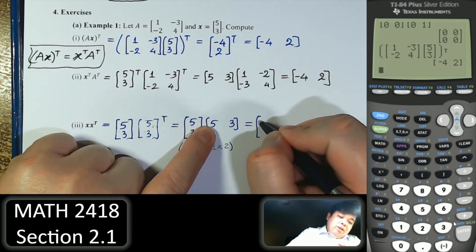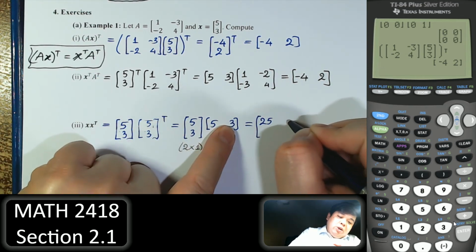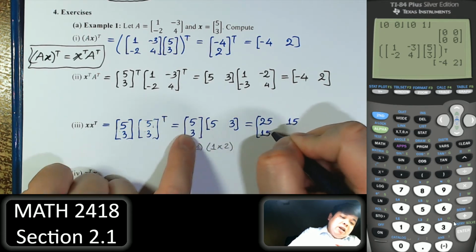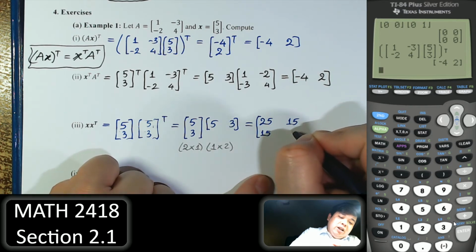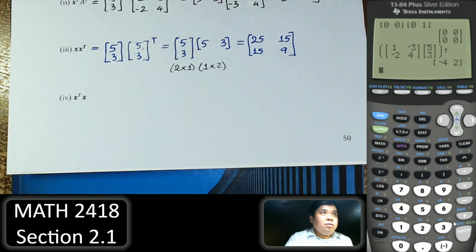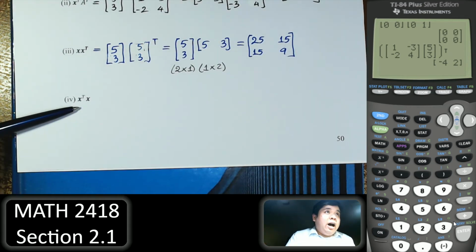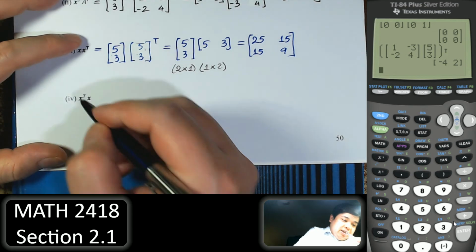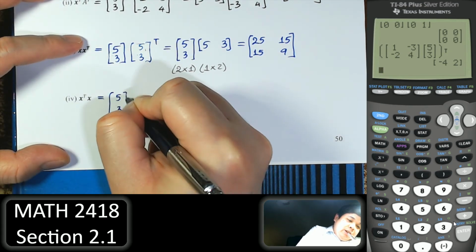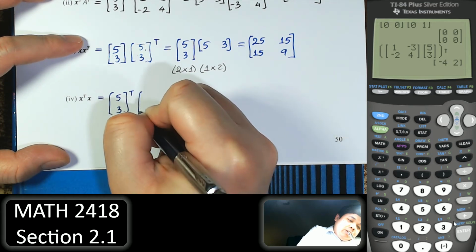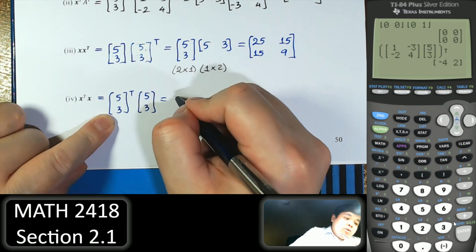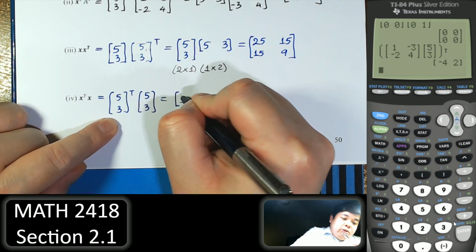5 times 5, 25, 5 times 3, 15, 3 times 5, 15, and 3 times 3, 9. Right, X transpose X. 5, 3 transpose, 5, 3. 5, 3 transpose, one column turns into one row.